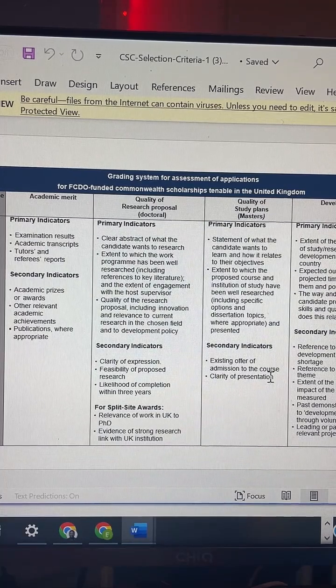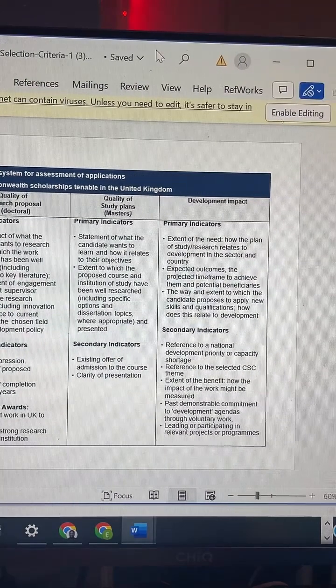So these are the things that they will be looking at for the primary indicators. And then the secondary indicators, they will be looking at existing offer of admission to the course, and then clarity of presentation. So how you're going to write out your essay and present it. And if you have at least made an application, admissions application to the university. If you have not gained admission or have not applied to the school, there is no way they can give you the scholarship.